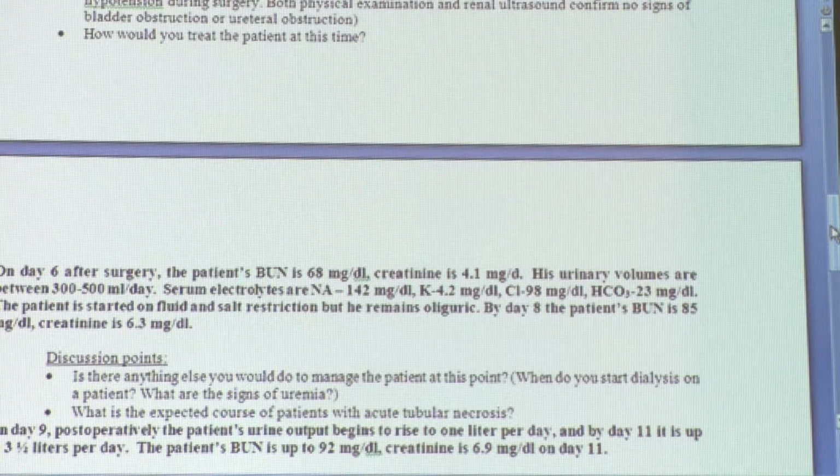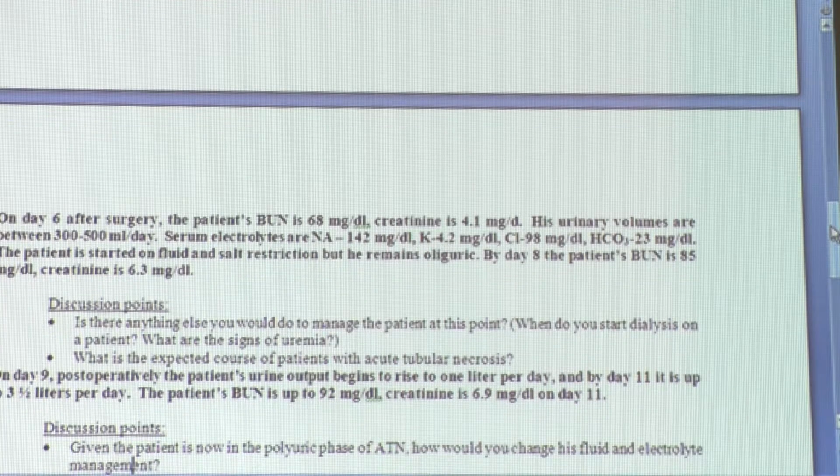Why don't you help me read, Anthony, the next one? On day 6, after surgery, the patient's BUN is 68, creatinine is 4.1. His urinary volumes are between 300 to 500 a day. Serum electrolytes: sodium is 142, K is 4.2, chloride 98, bicarb 23. The patient is started on fluid and salt restriction, but he remains oliguric. By day 8, the patient's BUN is 85, creatinine is 6.3.